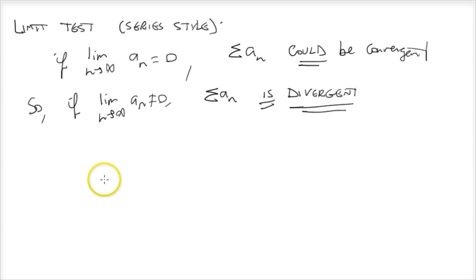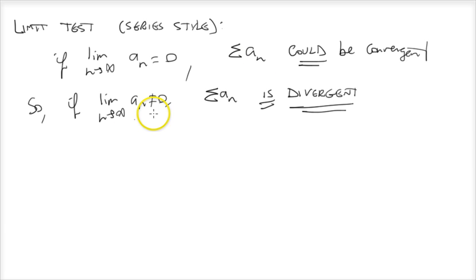So if we have a sequence that we're adding all the terms of, so we're making it a series, and we take the limit of the sequence in that series as n approaches infinity, and that limit is equal to 0, then we know that the series could converge, but it won't necessarily converge.